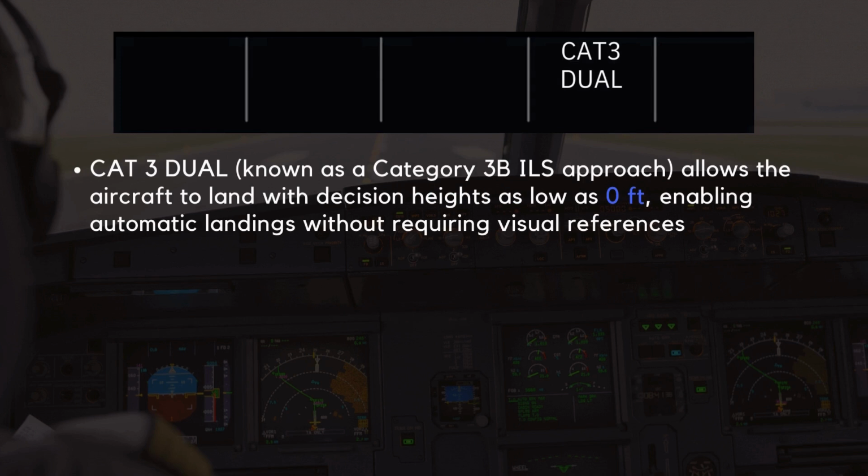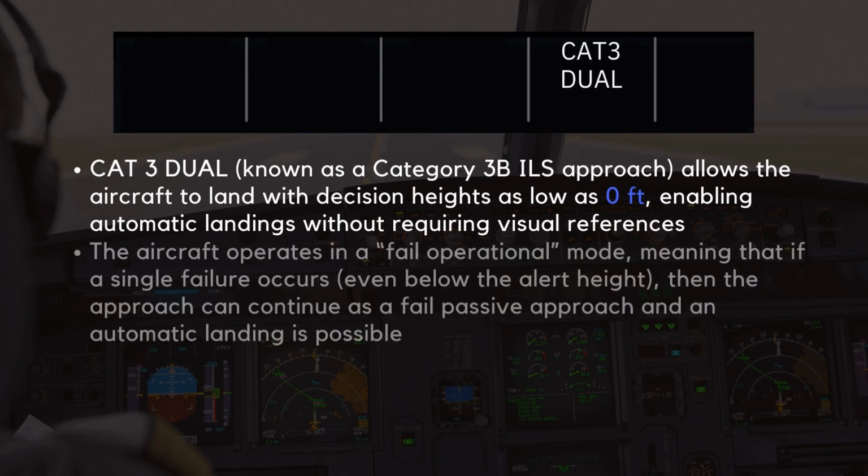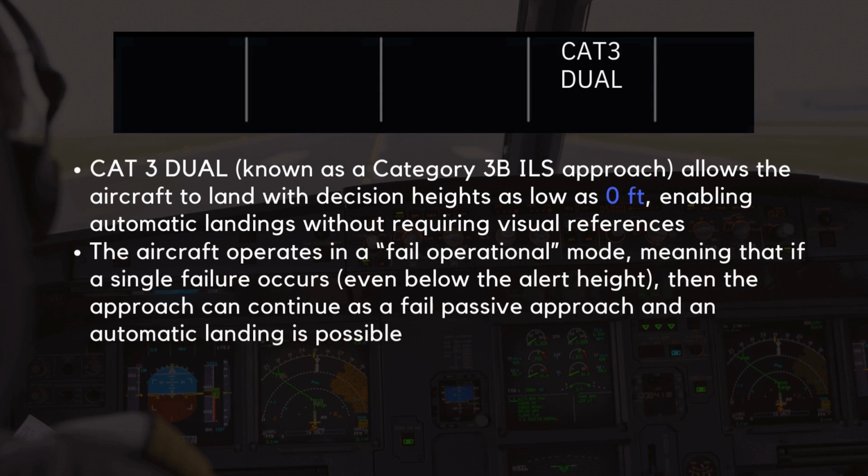Next is Cat 3 dual, known as a Category 3B ILS approach. This approach allows the aircraft to land with decision heights as low as 0 feet, enabling automatic landings without requiring visual references. In this mode, the aircraft operates in a fail operational mode. This means that if a single failure occurs, even below the alert height, then the approach can continue as a fail passive approach and an automatic landing is possible.